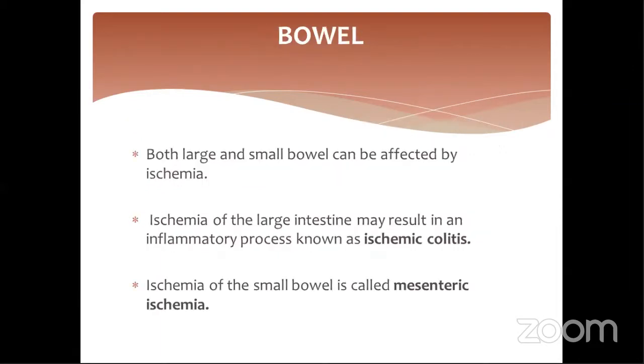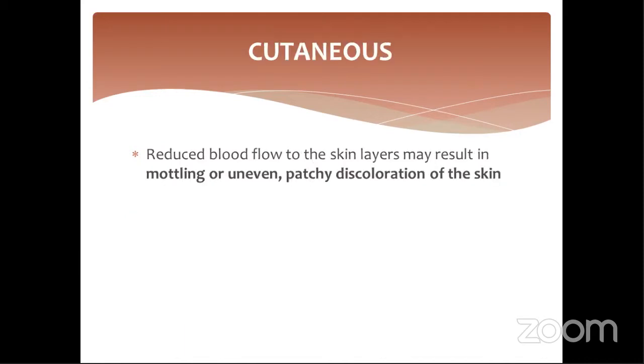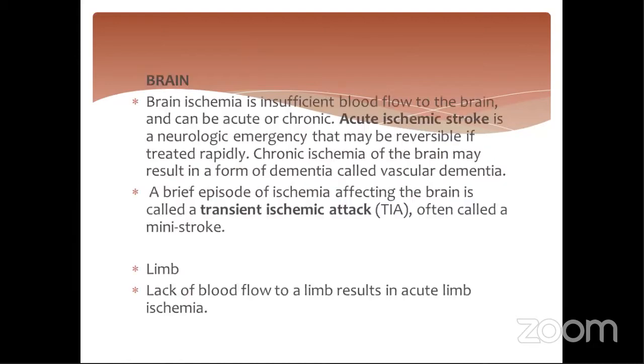What is the next type of ischemia? Both large and small bowel can be affected by ischemia if any artery gets blocked and blood supply gets deprived. For the large intestine, ischemic colitis develops, and for the small intestine, mesenteric ischemia. If it is cutaneous, then what happens? Reduced blood flow to the skin layers may result in patchy discoloration of the skin.